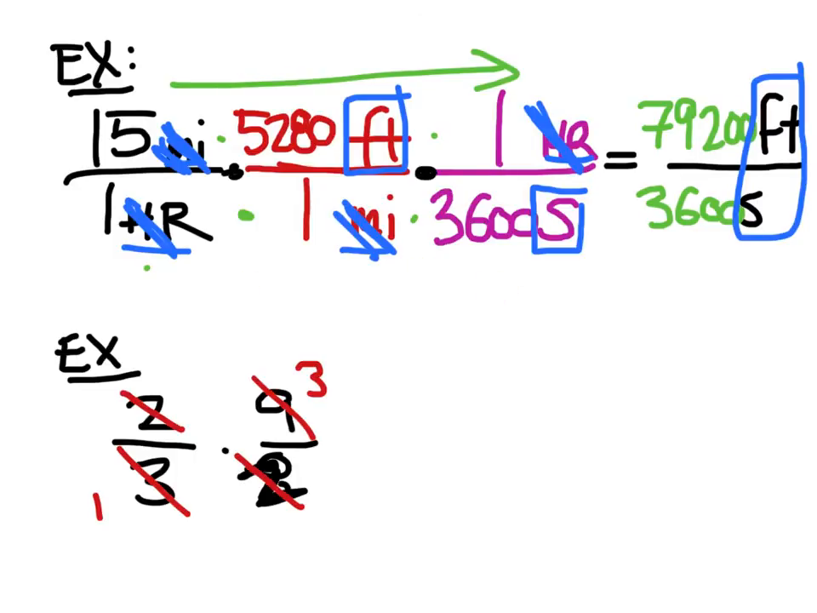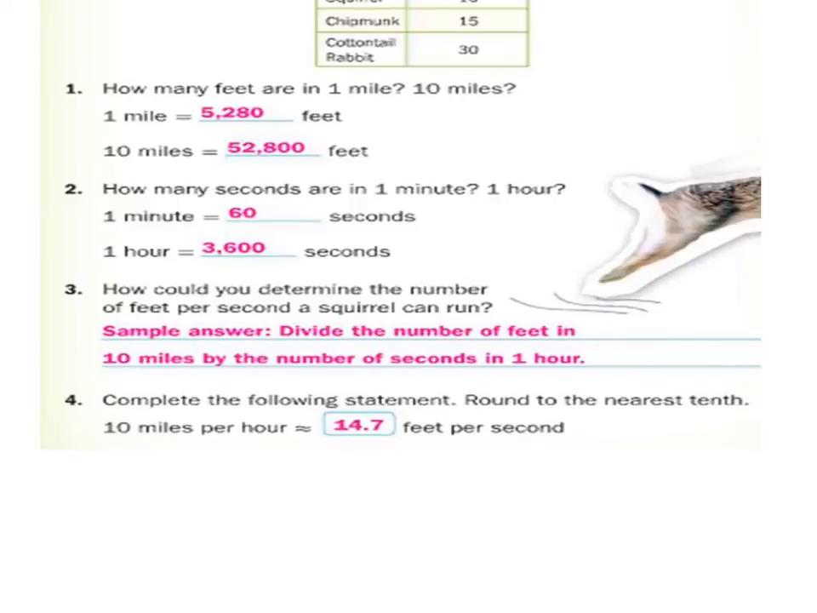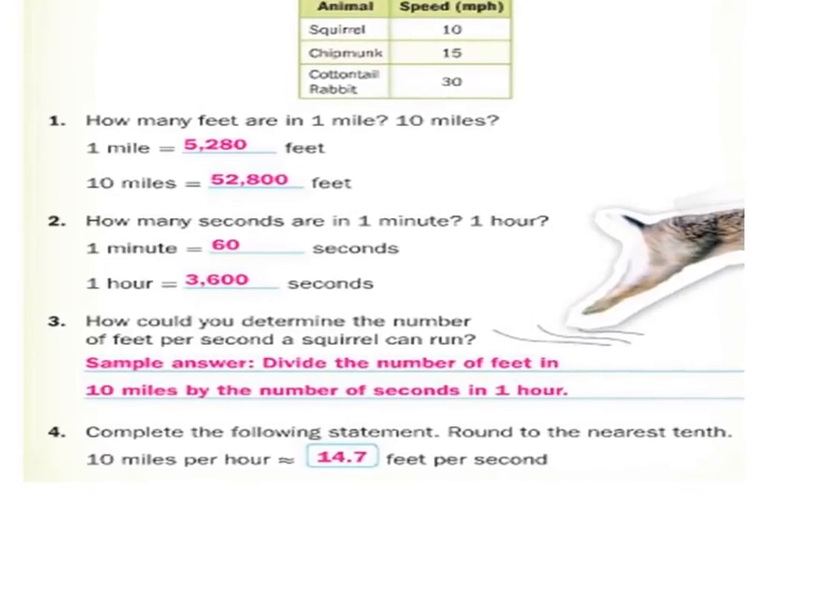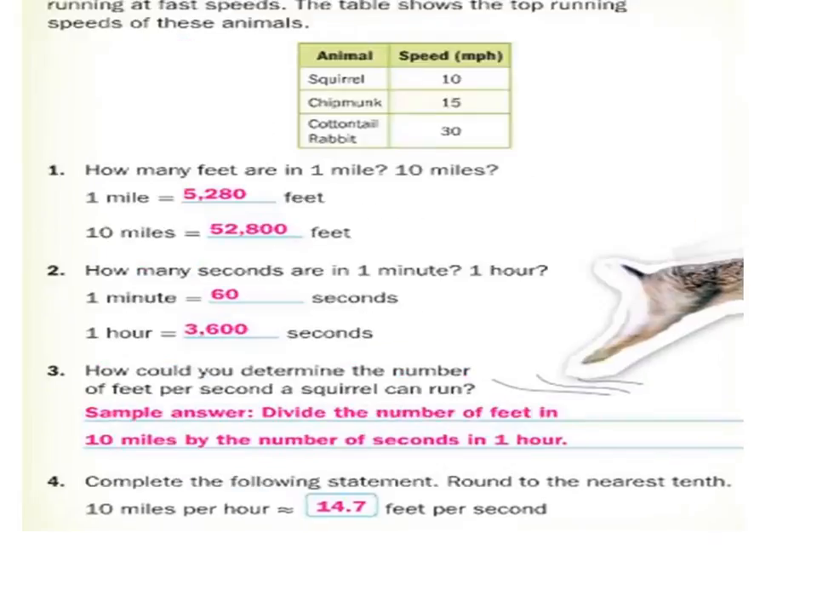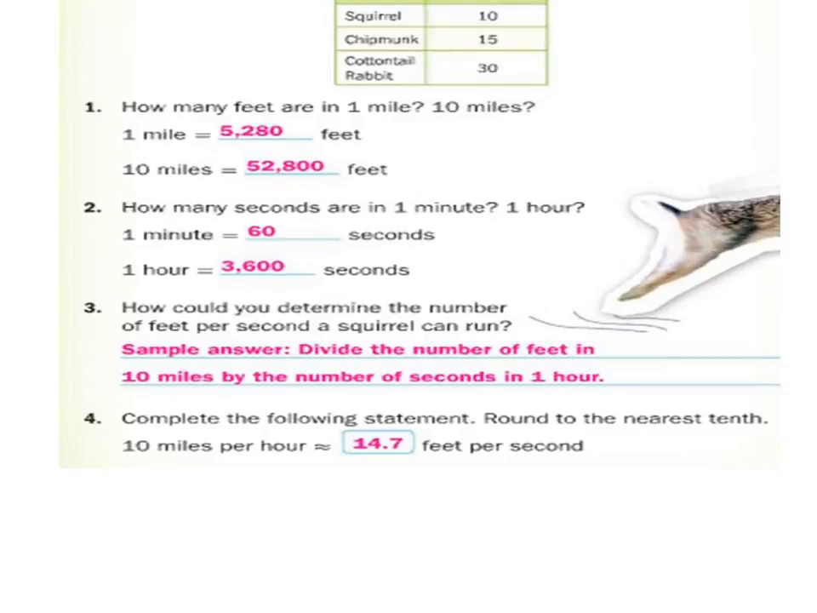All right, if you guys did the squirrel, you'd get 10 miles per hour. 10 miles per hour, divide the, well, how could you? I guess they didn't really want us to find it. But it is right there anyways.